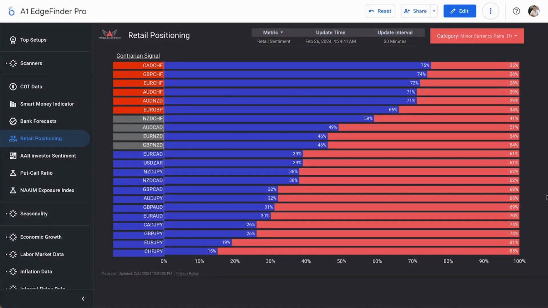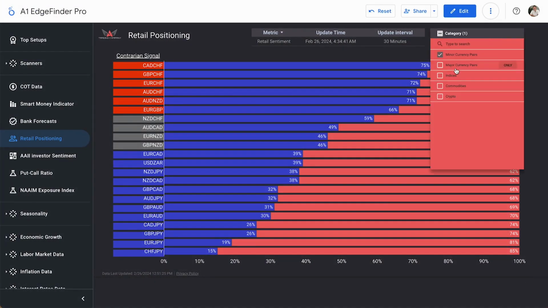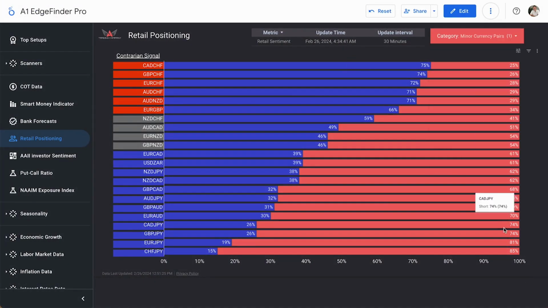But I'm going to go ahead and move on into our indices. Well, I should keep this in mind. So 85% short here is pretty significant on CHF JPY.